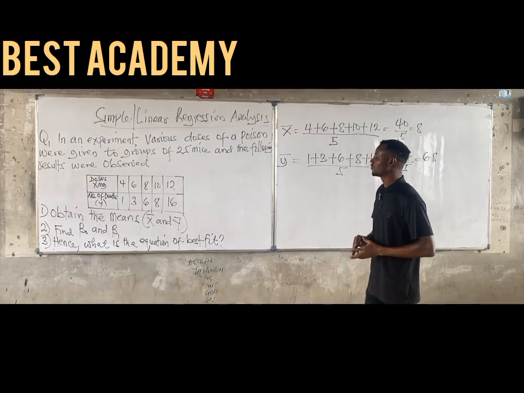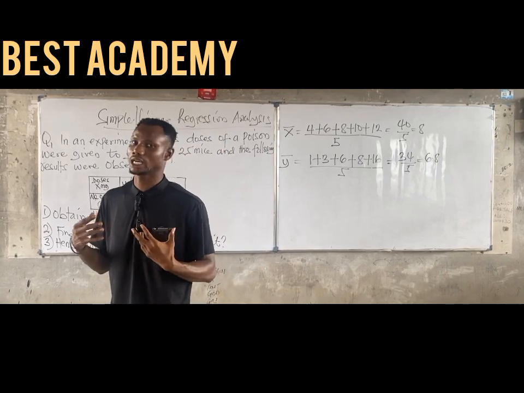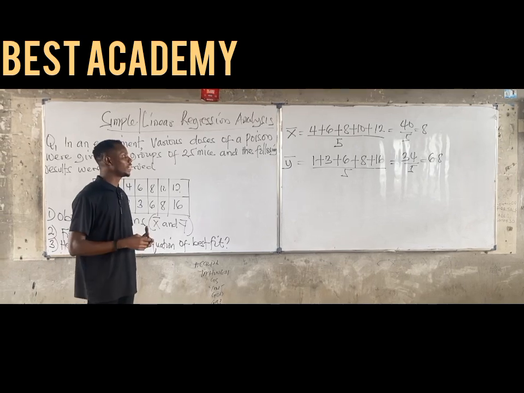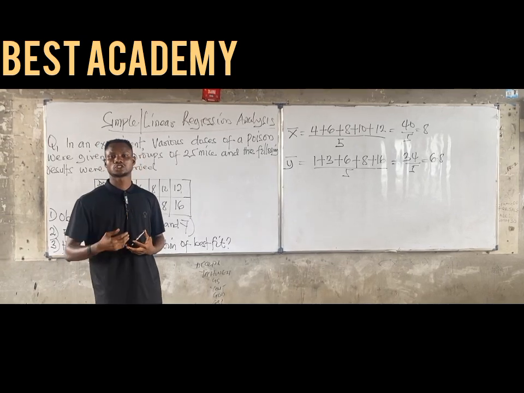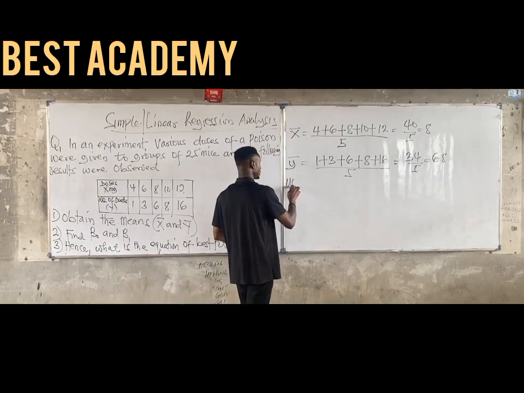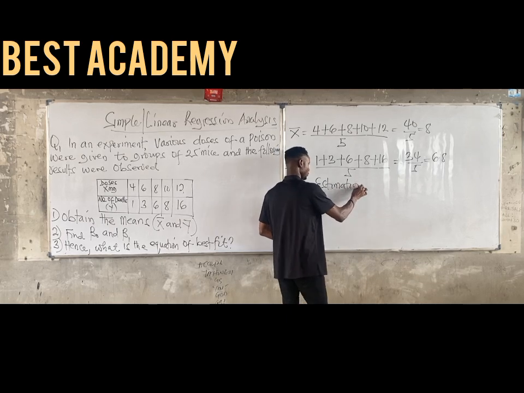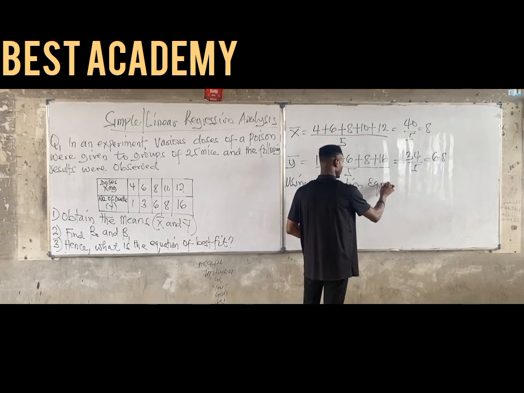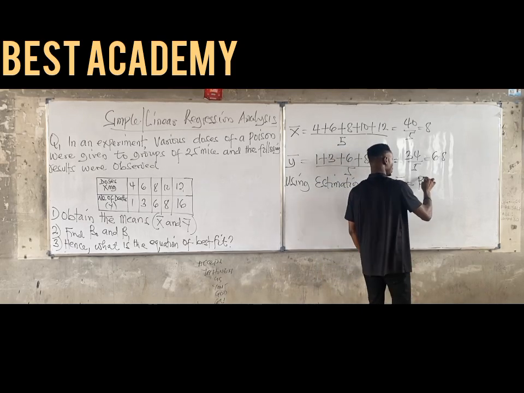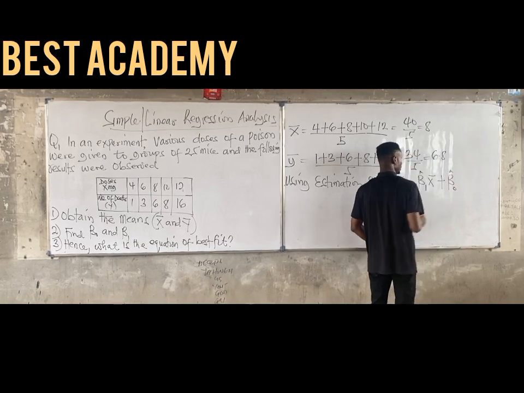Class, we said that in finding most of the parameters of a regression equation, that is maybe beta naught or beta 1, we use the estimation equation. Please take note. In finding all regression parameters, we use the estimation equation. Using the estimation equation, we have Y bar is equal to beta 1 hat X bar plus beta naught hat. Please take note.